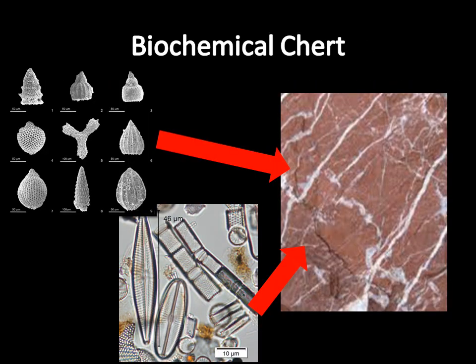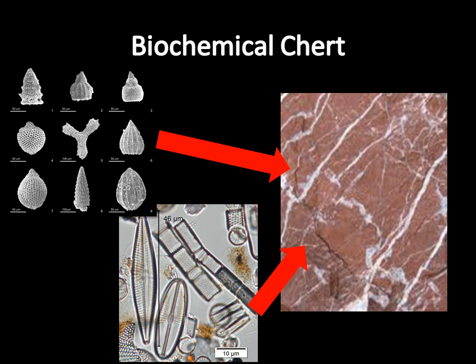Moving on to biochemical chert. On this slide, we have some pictures of some organisms depicted on the left. The one on the top is a photo showing some radiolarians. Radiolarians are protists that use silica to build their skeletons. The bottom left-hand photo is a photo of some diatoms. Diatoms are single-celled algae that have a cell wall made of silica.